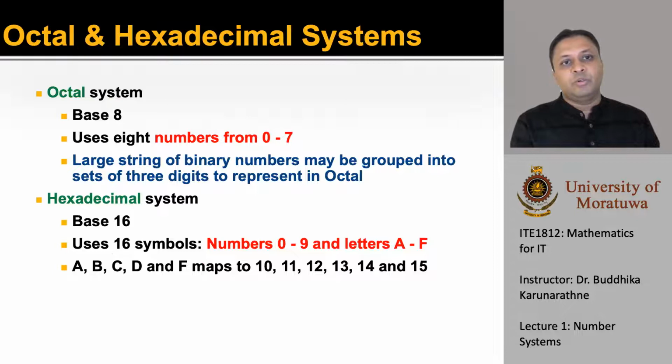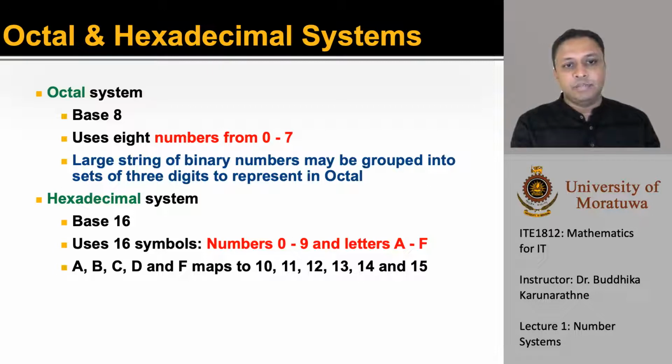And then we move on to other types of number systems, namely octal and hexadecimal systems. In the octal system, which we call base 8, it uses 8 numbers from 0 to 7. A large string of binary numbers can be grouped into sets of 3 digits to represent in octal. We will see some examples later on in this lecture.